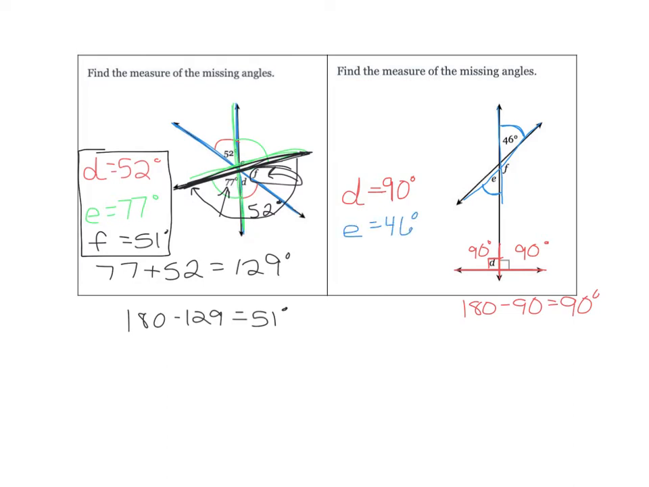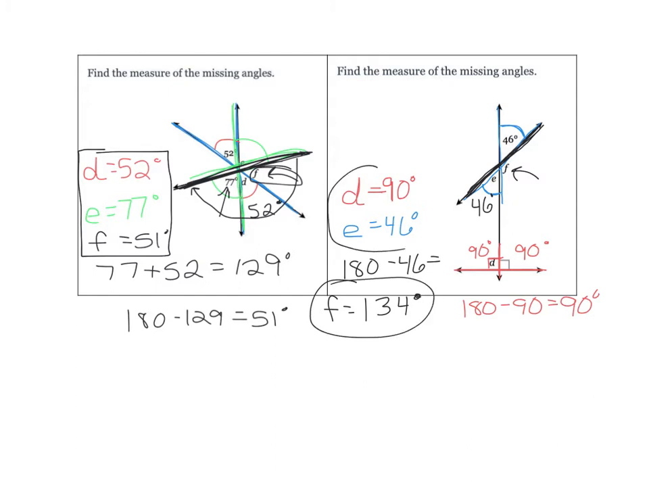And now I'm going to look at this straight line, and actually, you know what? Either way will work. We'll go with this. We could have also used the 46 we already had. So this is 46 here. So we know F and this 46 where E is have to add up to 180 because they're in a straight line. So 180 minus 46 is going to give us 134 degrees. So that would be the measure of angle F. So here are my 3 angles for that picture.